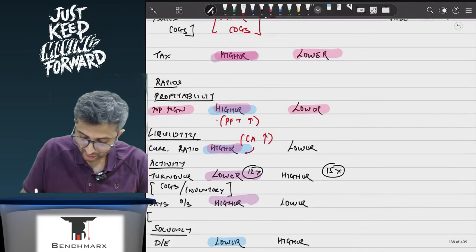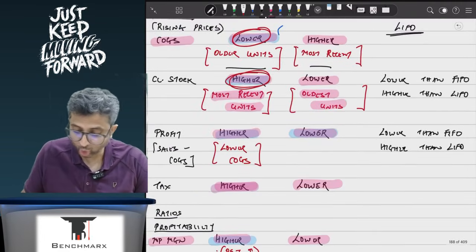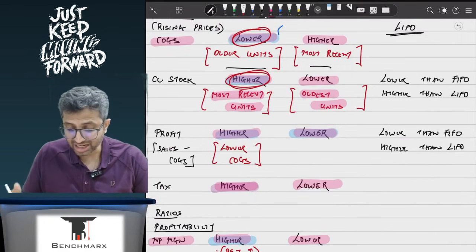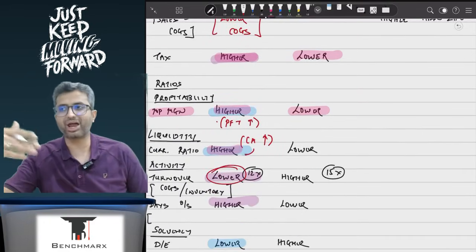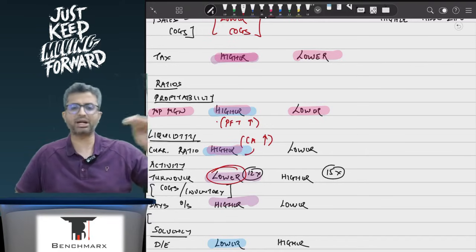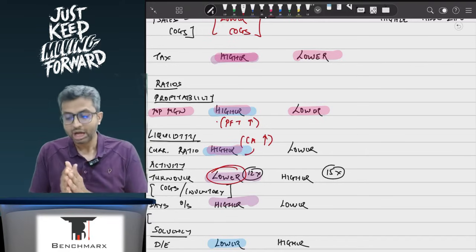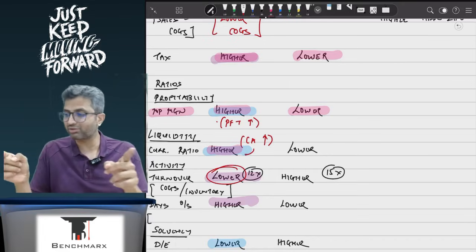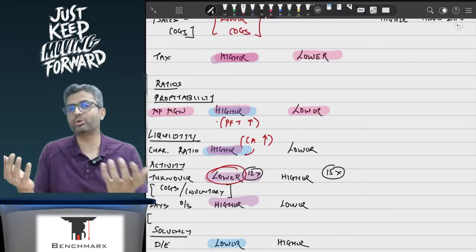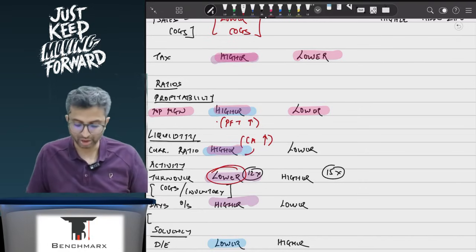You will have a lower numerator and a greater denominator, pushing down the ratio. You'll have to think it through, but if you see this mathematically, we're just doing a revision right now. Your COGS will be lower under FIFO, so your numerator is lower, your inventory will be higher, and as a result, your overall ratio is going to fall.